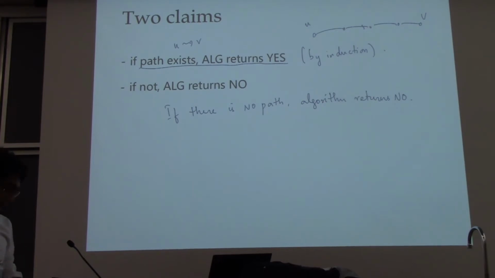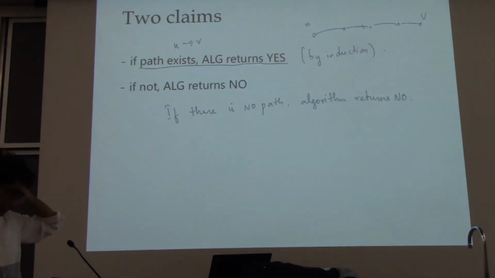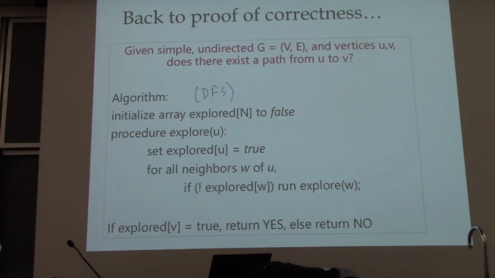So let's look at that. Okay, so if there is no path, I want to say that the algorithm returns no. So, is that clear?